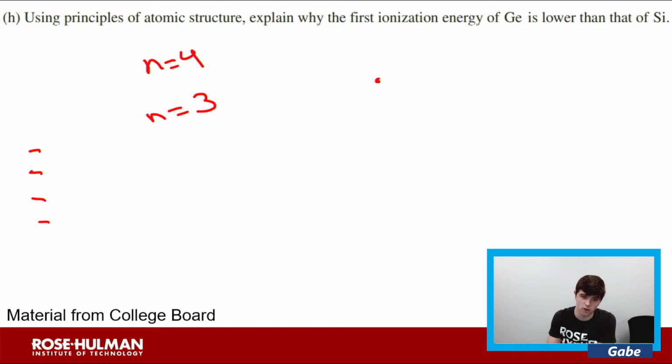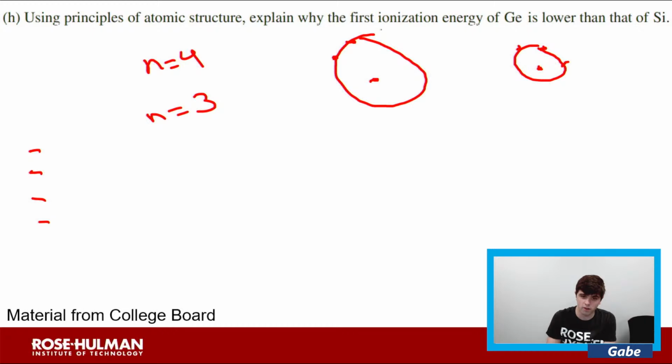So if we have our nucleus in the middle of Ge, we know that it's going to have a higher orbital, which is going to be further away from the nucleus, with its electrons on the outside. Now if we look at n equals 3 on our silicon, we'll have a nucleus, and then it'll be a little bit smaller because it's in n equals 3. So it's going to be a little bit closer to the nucleus.